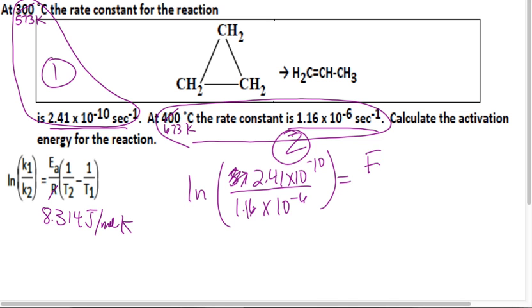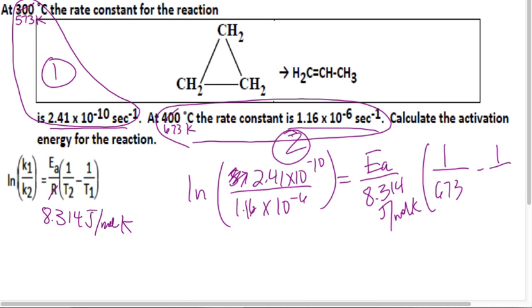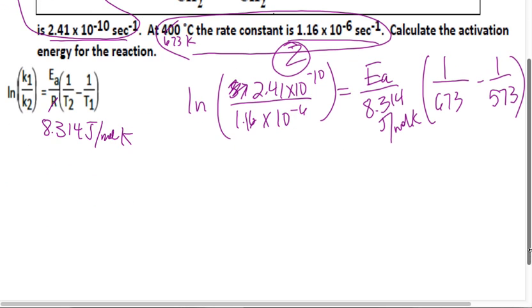That's equal to, we're looking for the activation energy, times 8.314 joules per mole K, times 1 over, what is my T2? 673. My T1, 573. So all I have to do now is solve. The negative canceled out on that Ea when you multiply through.